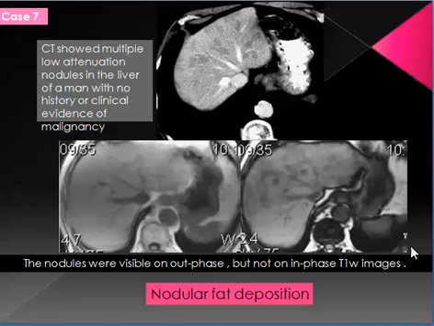Now here, this is definitely fatty liver by CT, but still there are multiple areas of low density which are non-enhancing. There is no history suggestive of anything, no relevant history. Now going to the in phase and the out phase, we have the out phase showing the black character of fatty lesion and the black outline of fat. So this is nodular fat deposition.